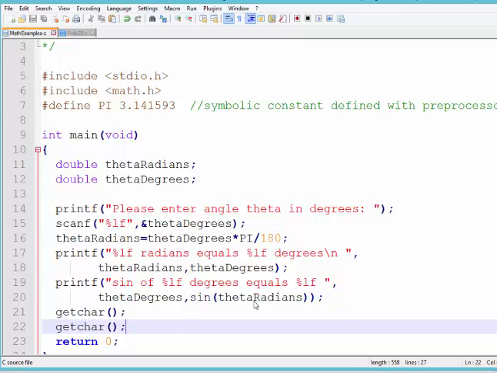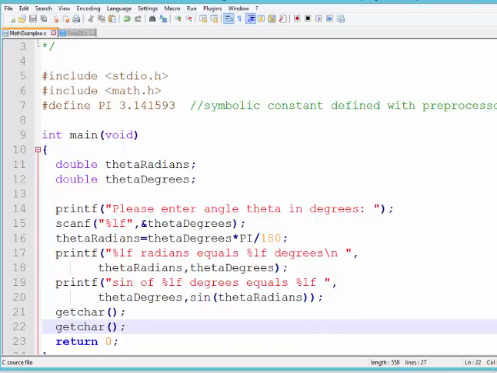And then over here, I didn't use an identifier, but I actually did the calculation, sine of theta radians. Theta degrees will go in this format specifier, and the sine of theta radians, excuse me, will go in that format specifier when I run the code.